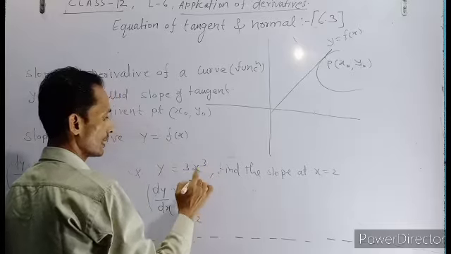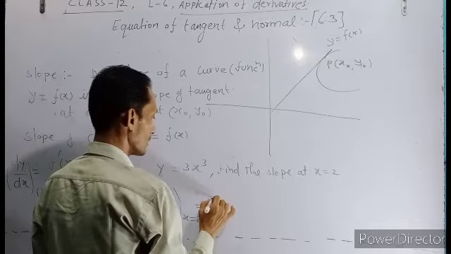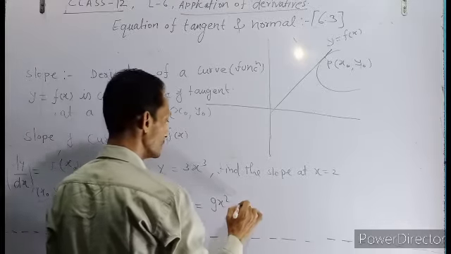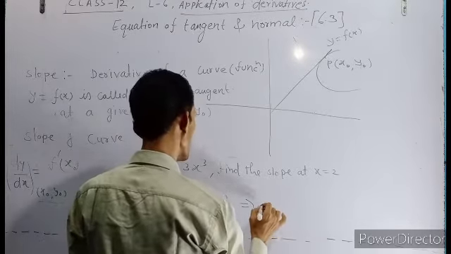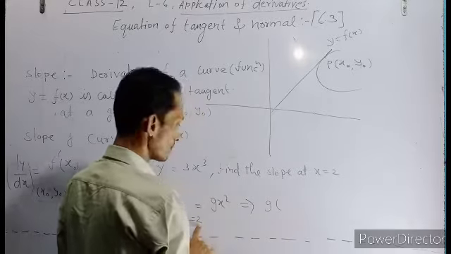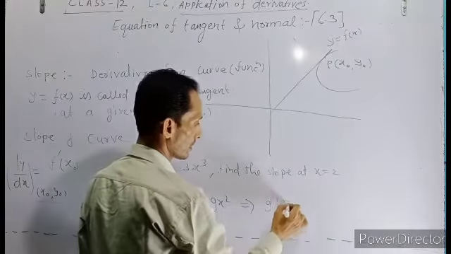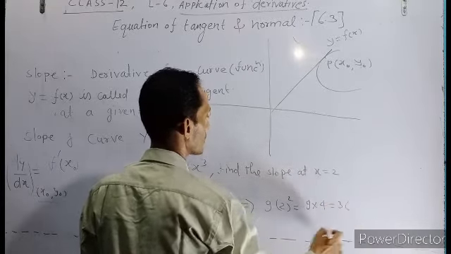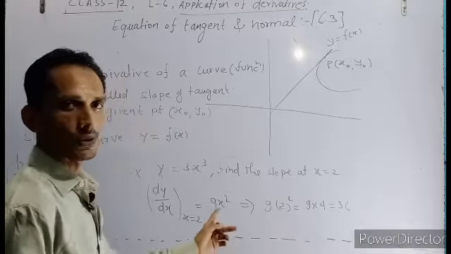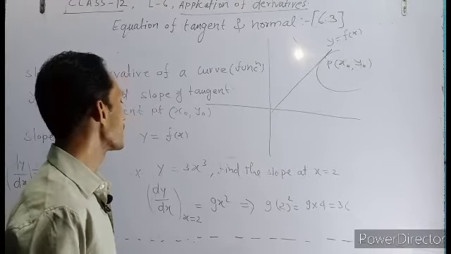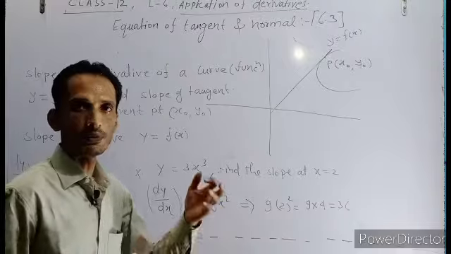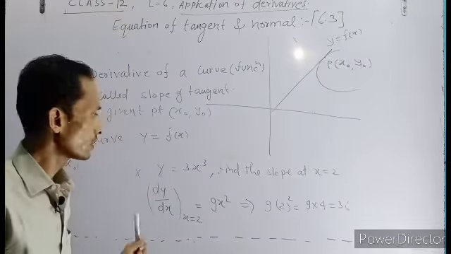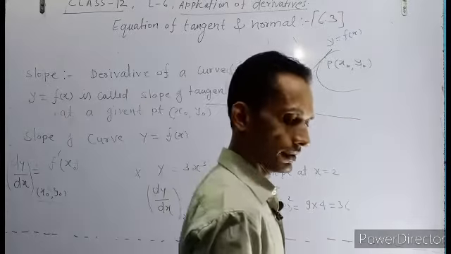So first we have to differentiate this one, 9x square, and put the value x equal to 2. 9 into, in place of x we have to put the 2 square. You can say that 4 nines are 36. That is the slope of the given curve. Okay, that is another way to find out the slope. In coordinate geometry we use m equal to tan theta, that is also a way. So slope representation may be of 3 types.